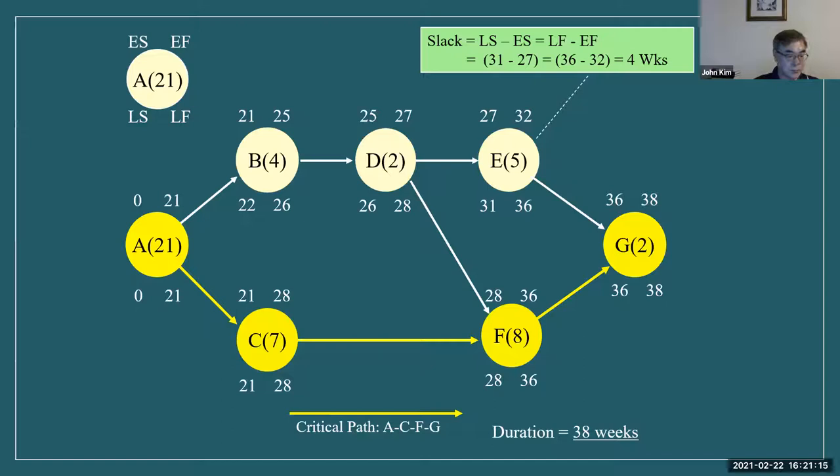Now, to determine which path is the critical path, as I told you briefly earlier, figure out the possible paths. So possible paths: one here, the other one here, another one here, and then the last one here. So the possible paths are A, B, D, E, G. The next possible path is A, B, D, F, G. And the last one, A, C, F, G.